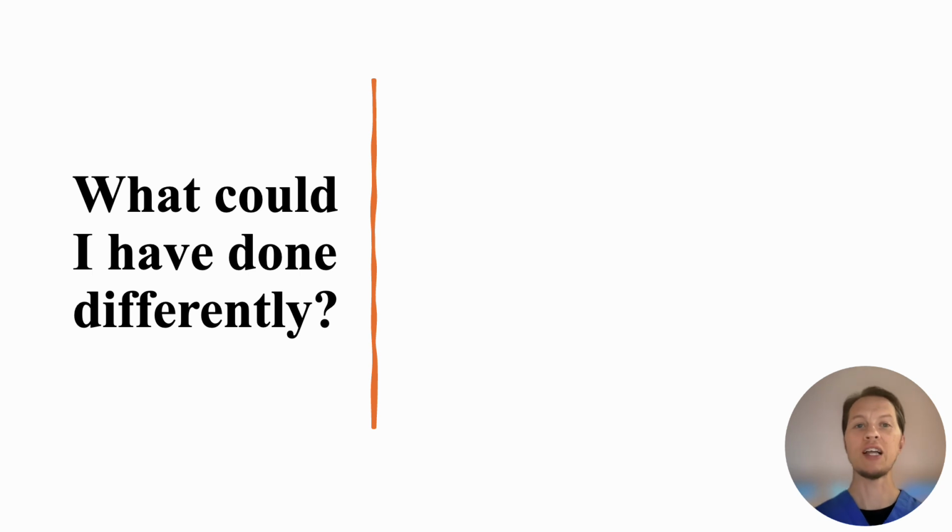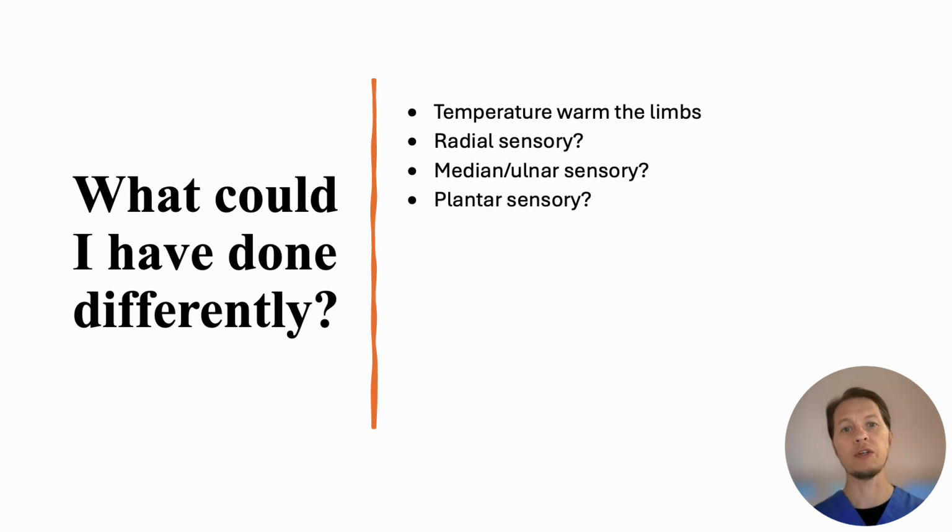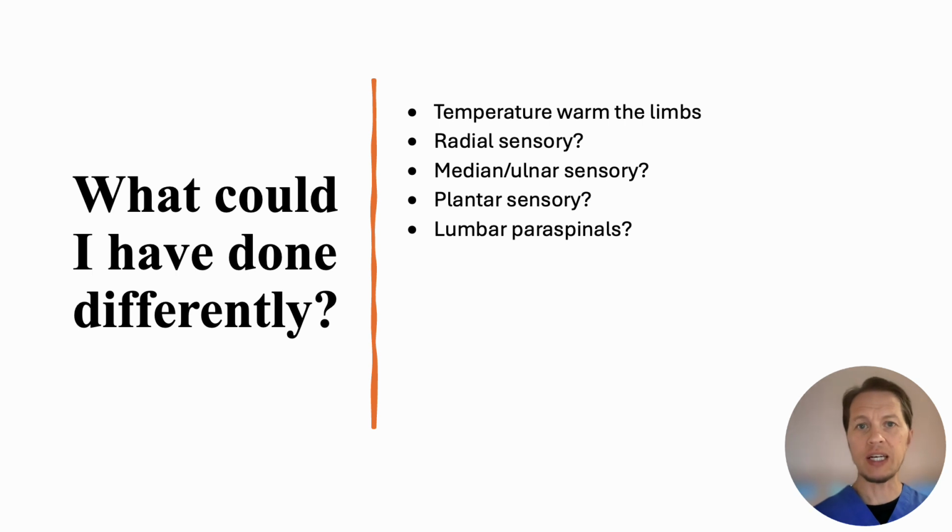So, my favorite slide, what could I have done differently? And there's a whole bunch of things I could have done differently here. What would you have done differently? Well, warm the limbs. If you go back to these slides, yeah, I had pretty bad cold limbs again, unfortunately, and yeah, I should have done that. Should we have gone up to the upper extremities here, done radial sensory for a sural radial amplitude ratio? Some people do that. Should I have included median and ulnar sensory? Should I have done a plantar sensory? Maybe that's part of your protocol. Do you do plantars? Should we throw in the lumbar paraspinals on EMG?